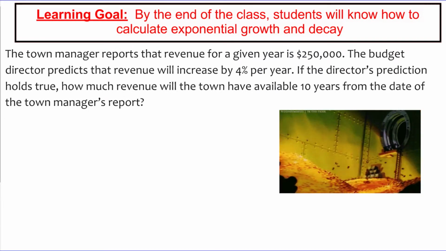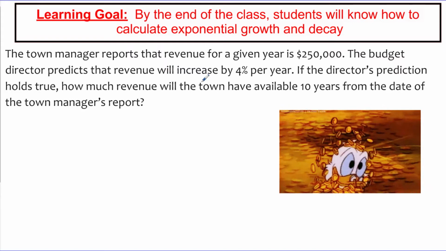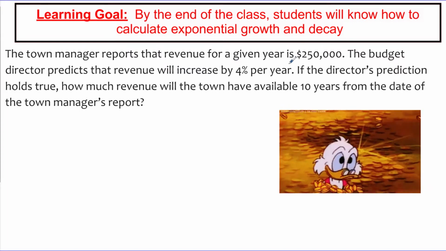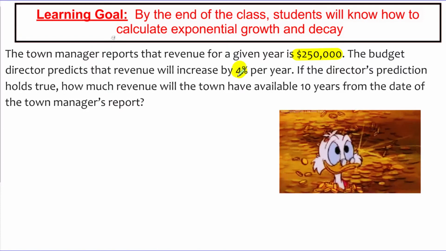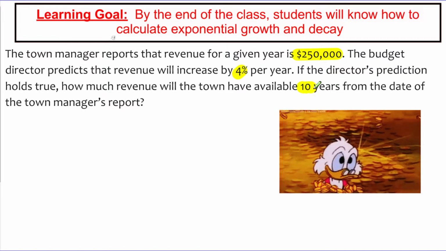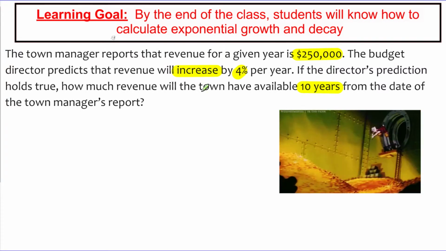So we're going to say if we're doing a growth, starting at $250,000, 4% per year, and they want to know how much money we can expect to have in 10 years. So again, there's our key information. If we want to highlight, we can say starting value, annual rate, percent of increase. I care about the word increase because that's telling me to use plus.